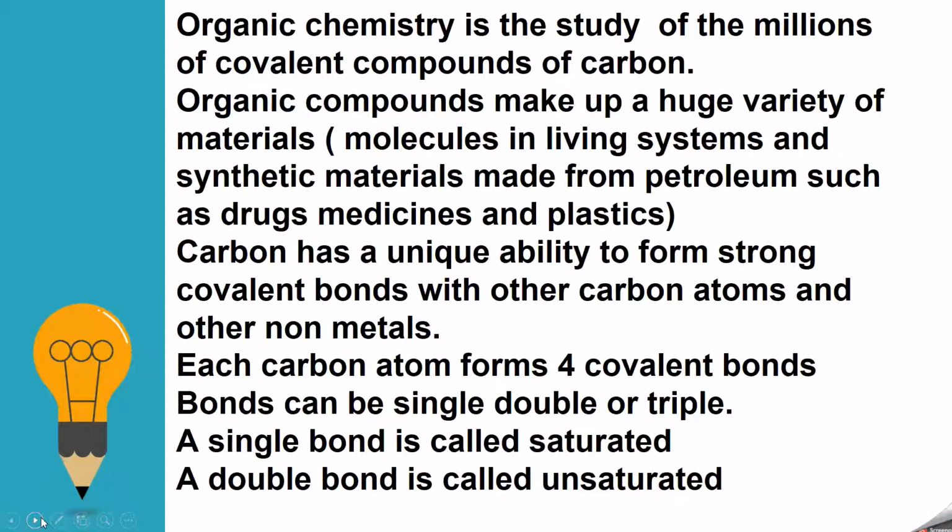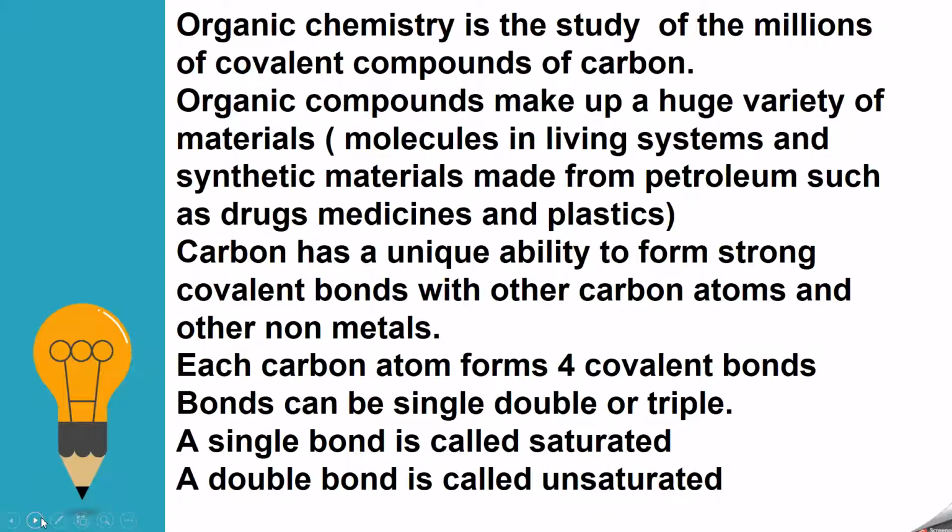So what is organic chemistry? Basically, organic chemistry is the study of the millions of covalent compounds of carbon. And mainly when we talk about organic chemistry, we're talking about hydrogens and carbons. That's pretty much what we're talking about. And organic compounds make up a huge variety of materials. So molecules in living systems and synthetic materials made from petroleum, such as drugs, medicines, and plastics, all of these involve an aspect of organic chemistry.